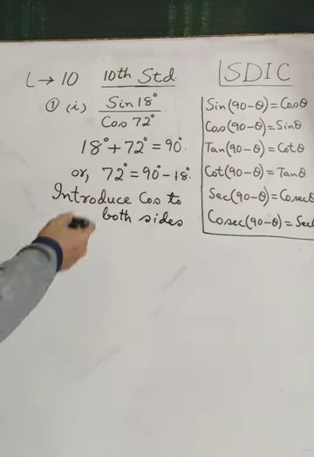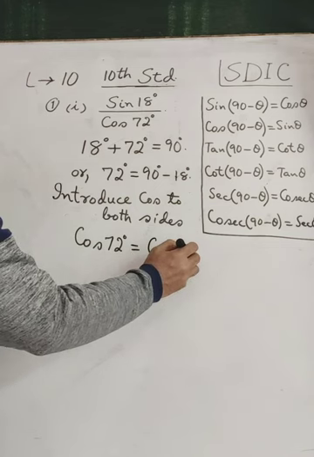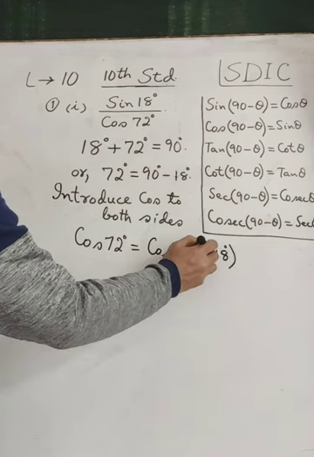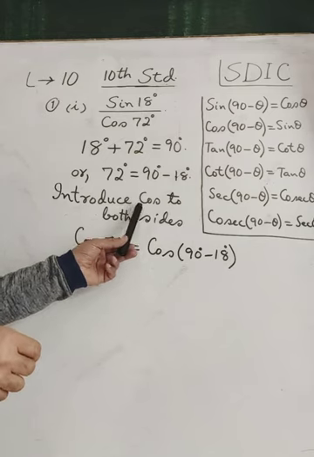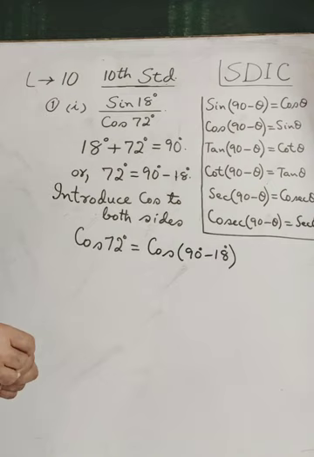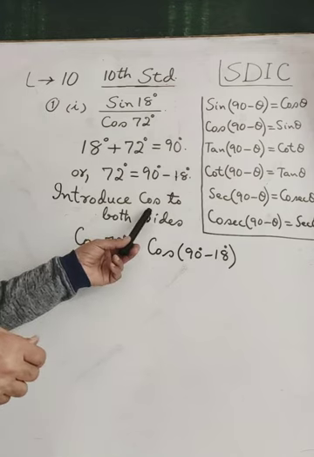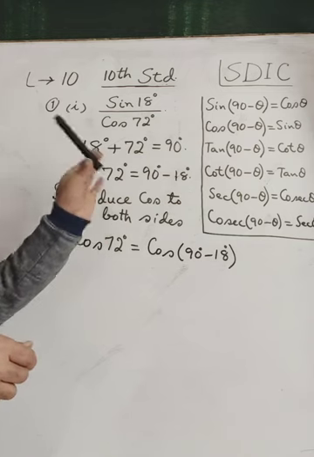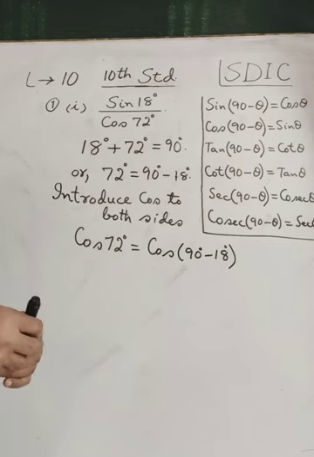We get left hand side will now be cos 72 is equal to right hand side will become cos of 90 minus 18. We have introduced cos, and remember you have to introduce it on both sides. If you recollect, in the previous class, in the chapter logarithms, we introduced log in some questions, and that log was introduced on both sides. Likewise here we have to introduce cos, and it will be introduced on both sides. You cannot introduce on one side, other side will not introduce. Or you cannot introduce cos on one side, sine on the other side, tan on the other side. No, you have to introduce same trigonometric ratio on both sides.